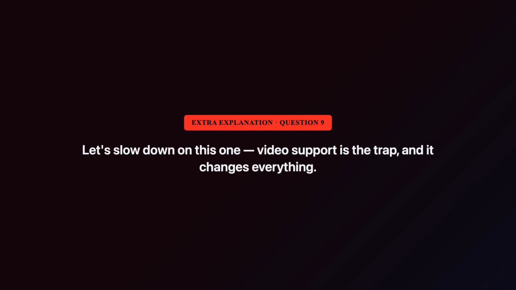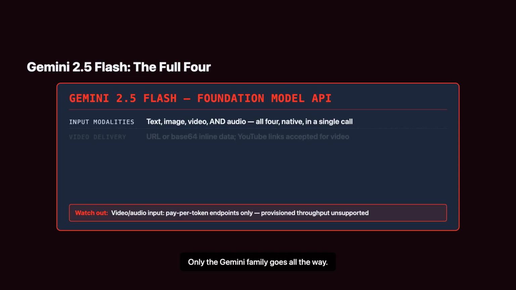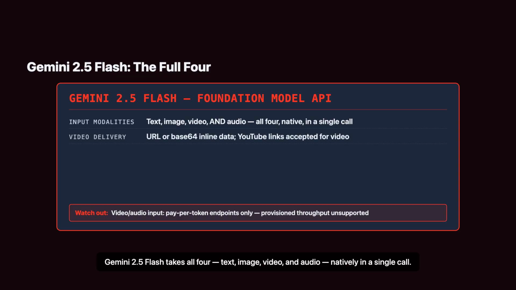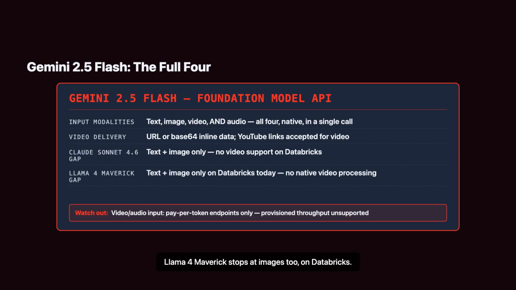Let's slow down on this one. Video support is the trap, and it changes everything. Imagine you're building a catalog for Tailspin Media. You have 10,000 assets, thumbnail JPGs and 30-second trailer clips. You need one model call to handle both. Most models in Databricks handle text and images just fine, but video? Only the Gemini family goes all the way. Gemini 2.5 Flash takes all 4, text, image, video, and audio, natively in a single call. No pre-processing needed. Claude Sonnet 4.6 stops at images. Llama 4 Maverick stops at images too.